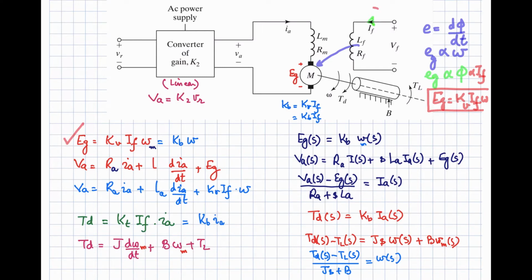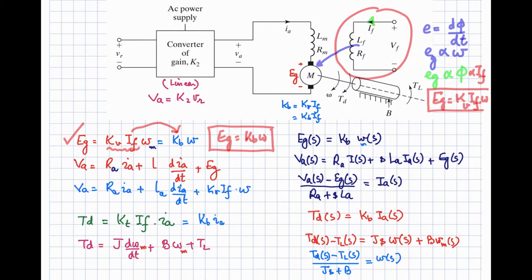And if you are going to keep the field current constant, then the product of these two constants is another constant Kb. So you can represent your back EMF, or the EMF generated in the armature circuit, by this equation: Eg is equal to Kb into omega. And if you take the Laplace transform, you can represent this equation like this.